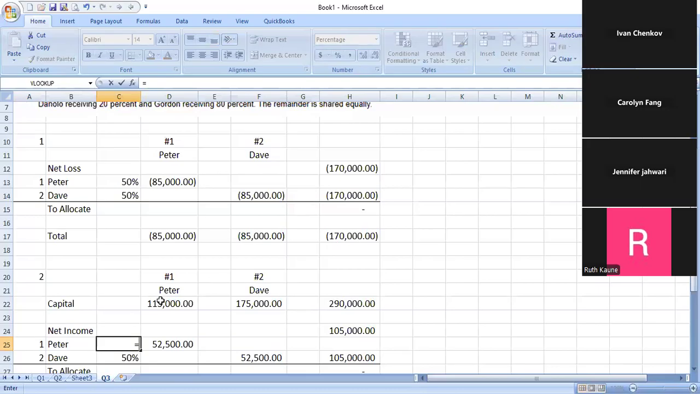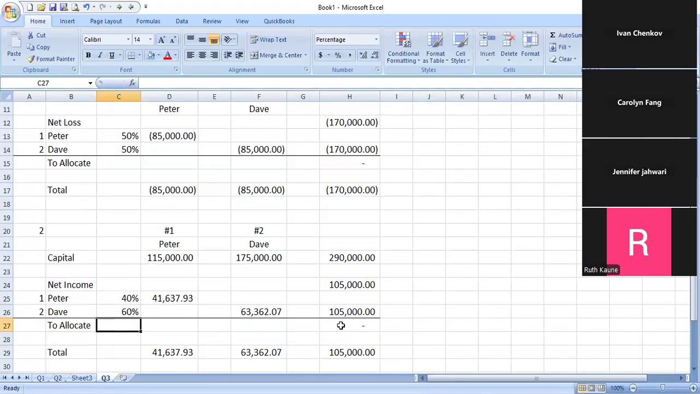That will be 150 divided by 290. That will be his percentage, and the other person's percentage will be 60%, which is 175 divided by 290. And did we allocate it? Yes, we allocated. Those are the amounts they're getting, and we allocated the entire amount.